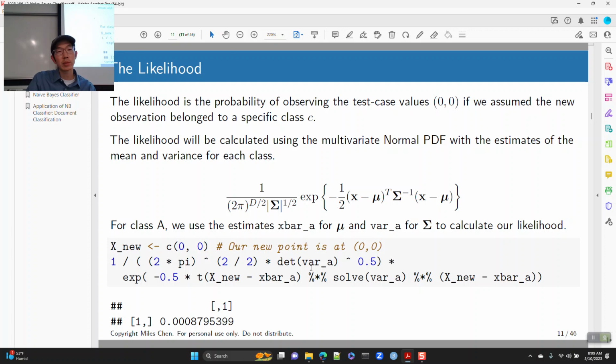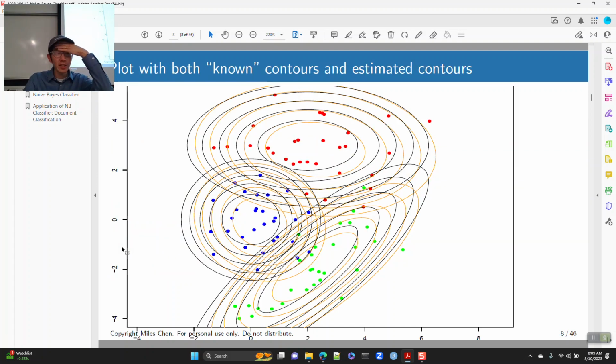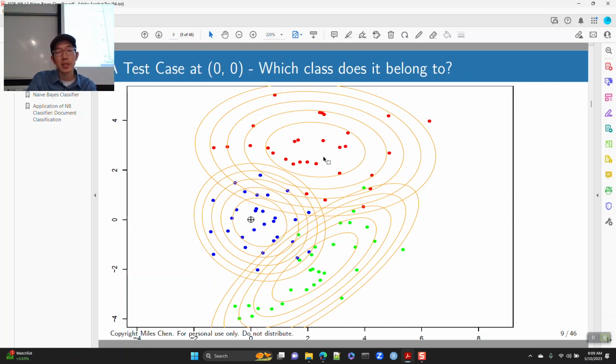How are we going to do that? We're going to calculate the likelihood, which is basically the probability density of getting our point at 0, 0, given our estimates of the mean and the variance that we calculated using the training data. We used the training data to get the mean and variance estimates of the red distribution, of the blue distribution, and of our green distribution.